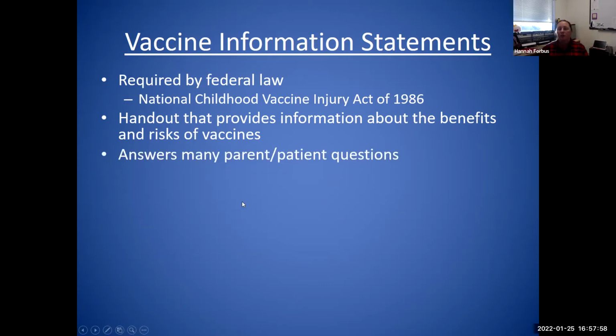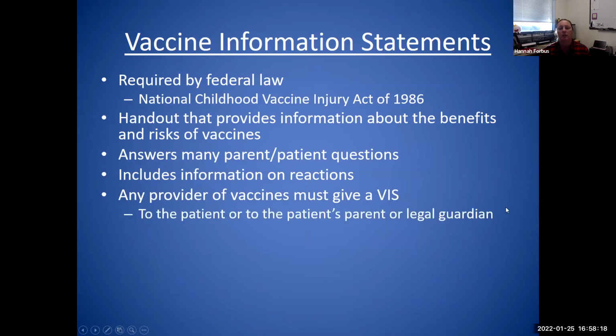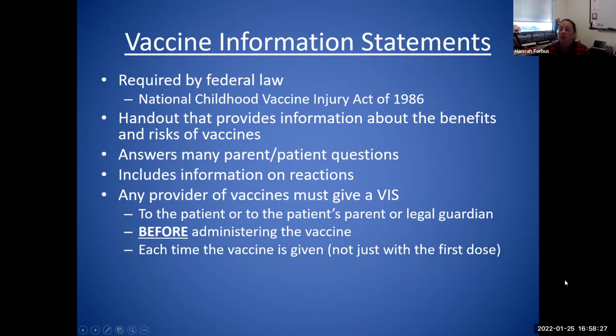It usually answers most of the patient's questions or the parent's questions, or it will bring up questions for them that they can then ask the provider for clarification. It includes information on potential reactions, kind of like the most common ones to be on the lookout for. So any provider that gives vaccines must give a VIS to the patient or the parent or legal guardian before administering the vaccine. This is very important. Each and every time the vaccine is given, right? So not just with the first dose. If you're getting the Hep B or Hep A series, you should be provided with that VIS every single dose, okay?